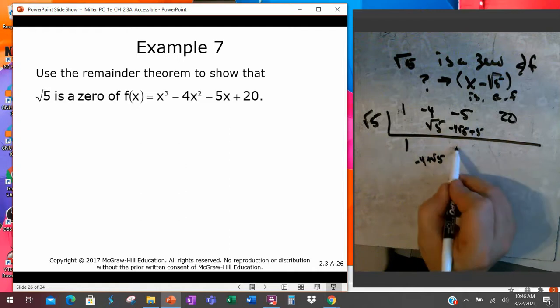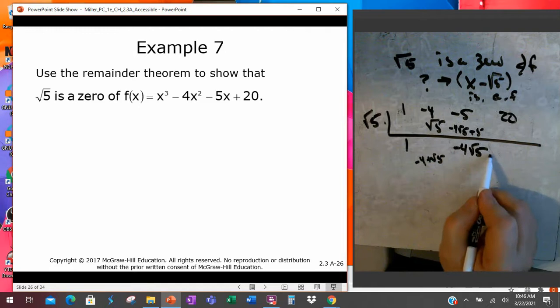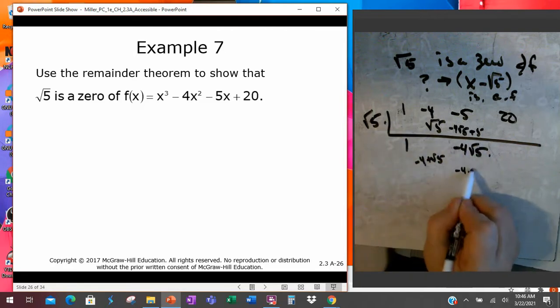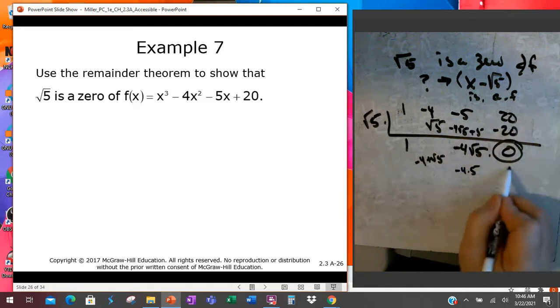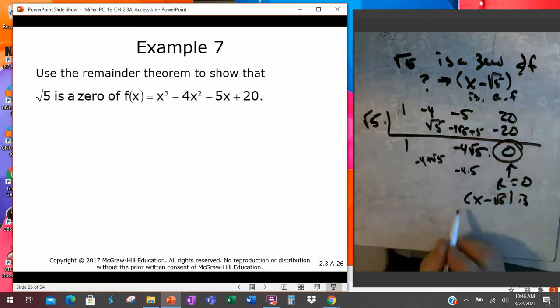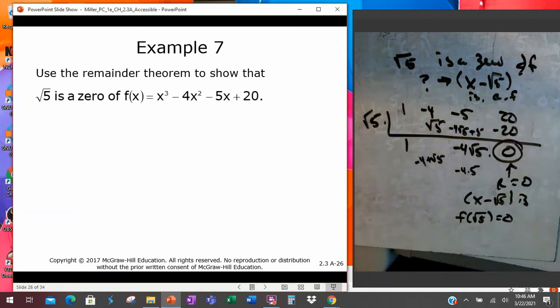Minus, this goes out, minus 4 square root of 5. When I multiply this times this, it's just going to give me minus 4 times 5, and this is minus 20. This is 0. Remainder is equal to 0. x minus the square root of 5 is a factor, divides it in evenly, and then f of square root of 5 is equal to 0, which means this is a 0. Which kind of gets us to a good stopping point. Okay.